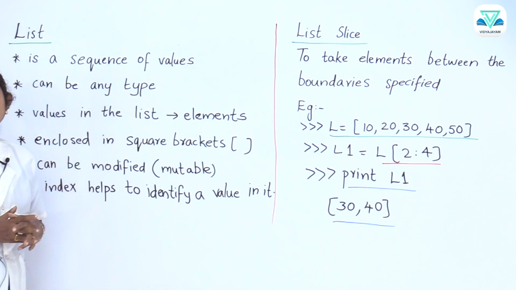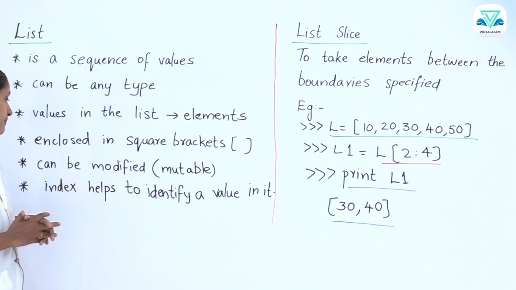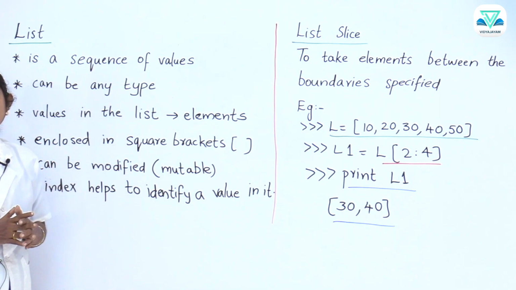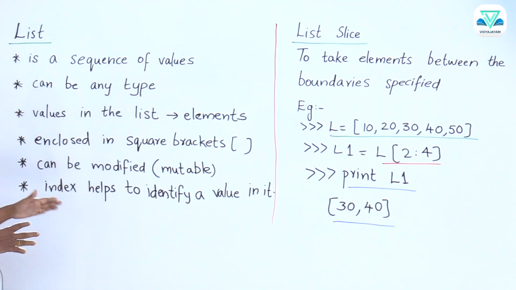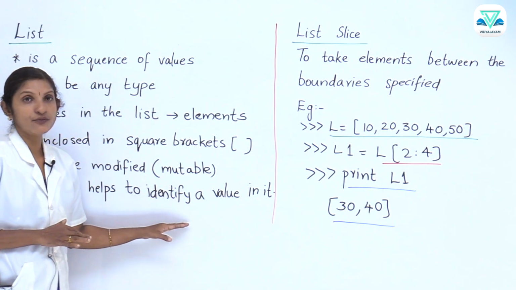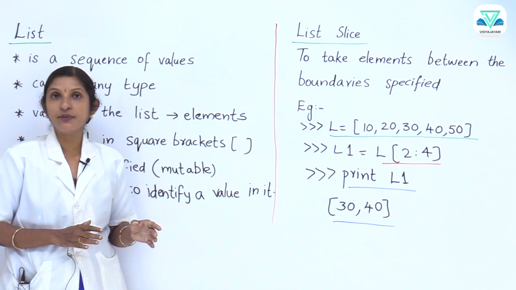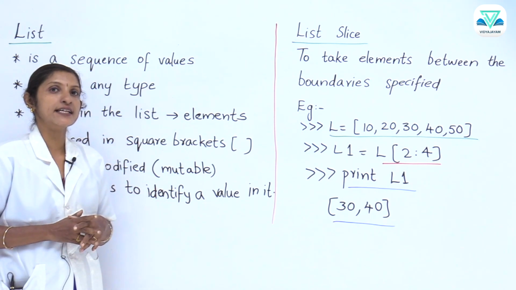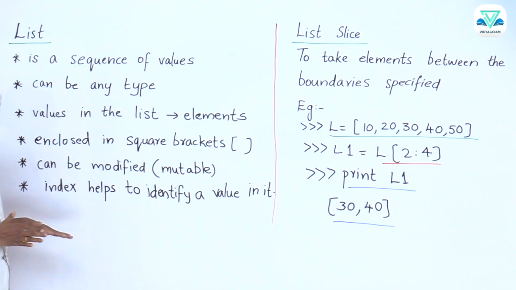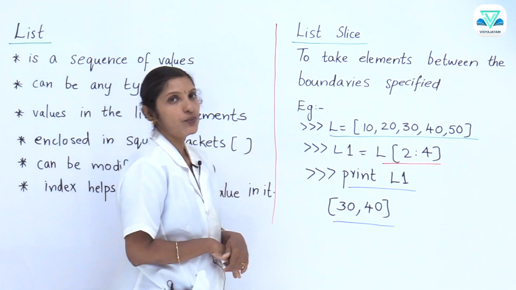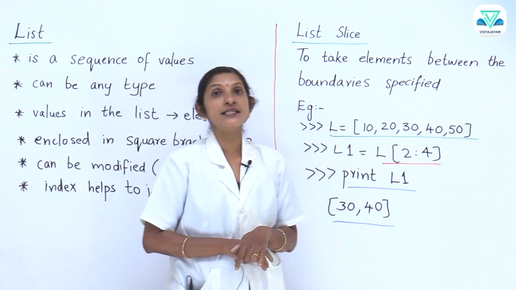These values are enclosed in square brackets. It can be modified. The values, or the elements, in a list can be modified. The index helps to identify a value in it. We are able to store the index and then identify the value with the help of this index. Now we are going to study the list slice.